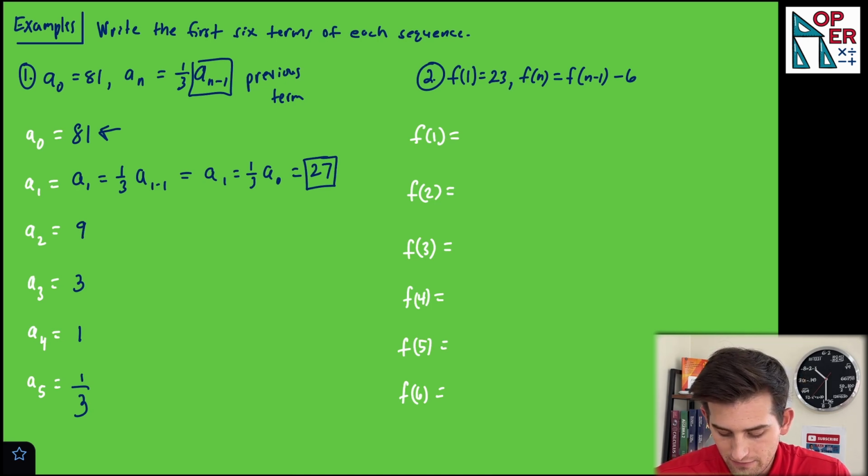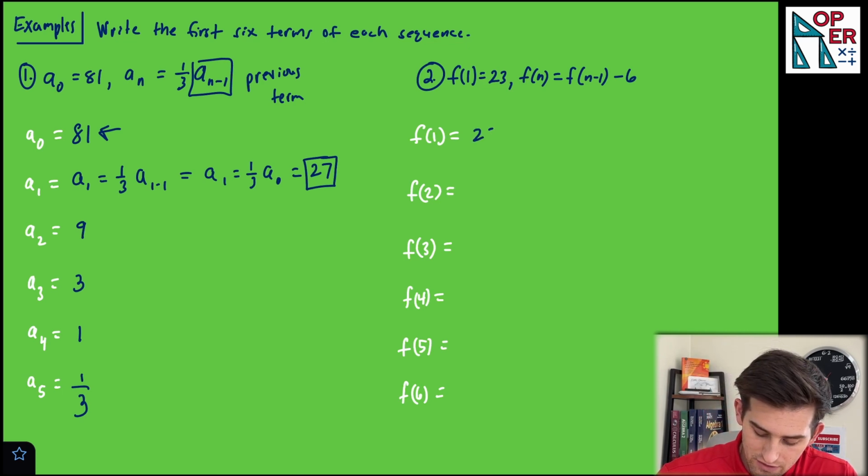All right, number 2, we have f of 1, or our first term, is 23. And then our rule is f of n is equal to f of n minus 1 minus 6. So f of 1 is 23. We can go ahead and fill that in. And now for f of 2, let's plug that in. So f of 2 is equal to f of 2 minus 1, minus 6. Well, f of 2 minus 1 would be f of 1, and f of 1 we know is 23. So this would be 23 minus 6, and we get 17.